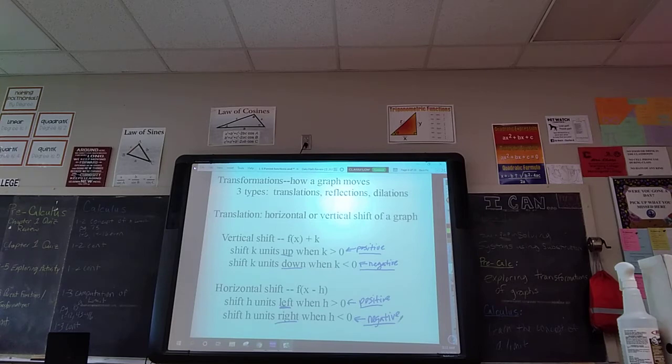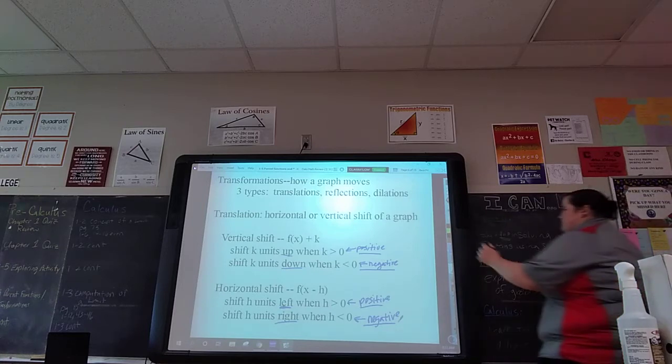So the nice thing is that instead of having to look at the graphs each time to see how much it's moved, once we know these 2 numbers, what they do is if you're adding something behind, it moves it up, subtracting something behind, it moves it down. If you're adding something inside, it moves it left. If you're subtracting something inside, it moves it right. You can actually look at the equation without having to look at the graph at all and tell me how much it's moving left, right, up, or down.